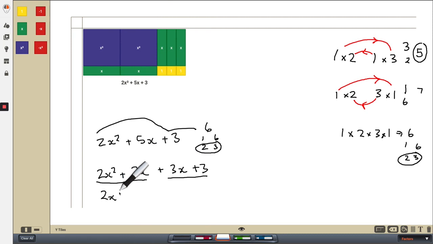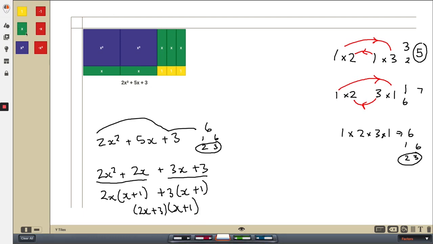First one factorizes into 2x and x plus 1, and you can see 2x there and x plus 1 there. And the other one factorizes into 3 and x plus 1. See the 3 there, the x plus 1 there. Altogether, 2x plus 3 and x plus 1. So 2x plus 3 is one factor on one side, and x plus 1 is the other factor on the other side.